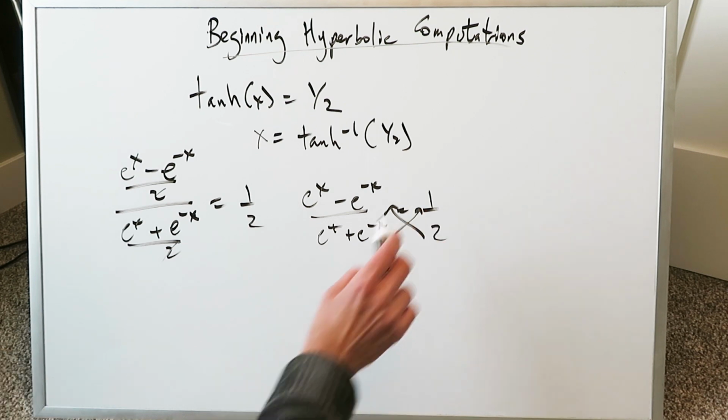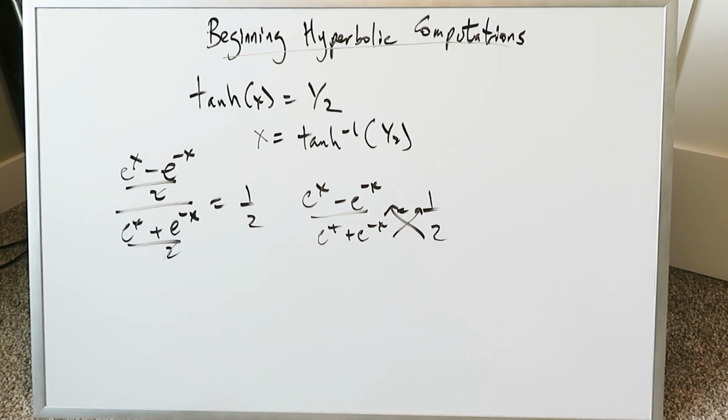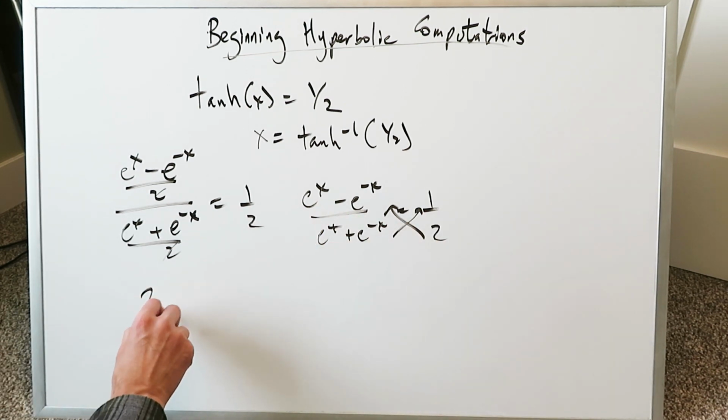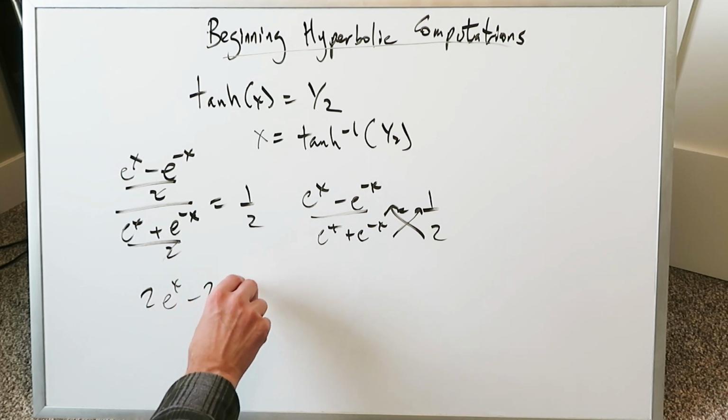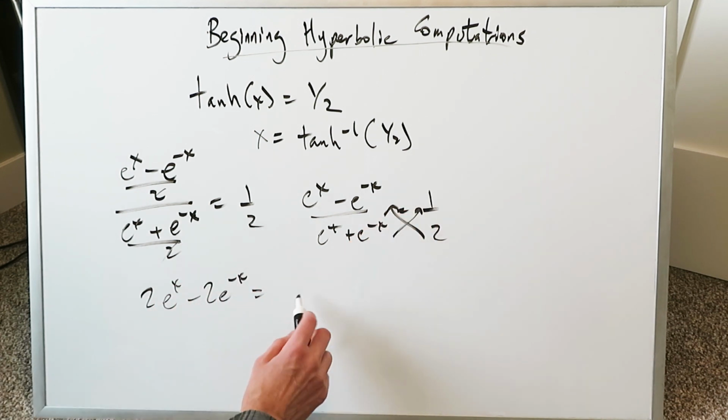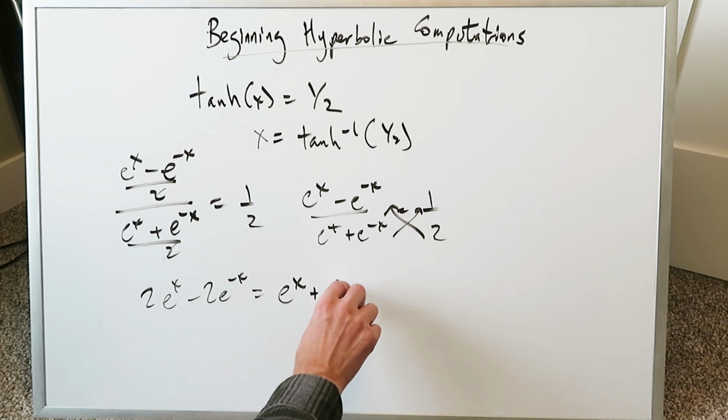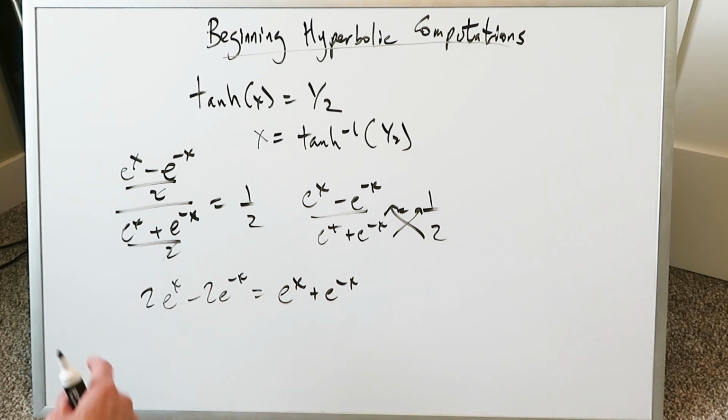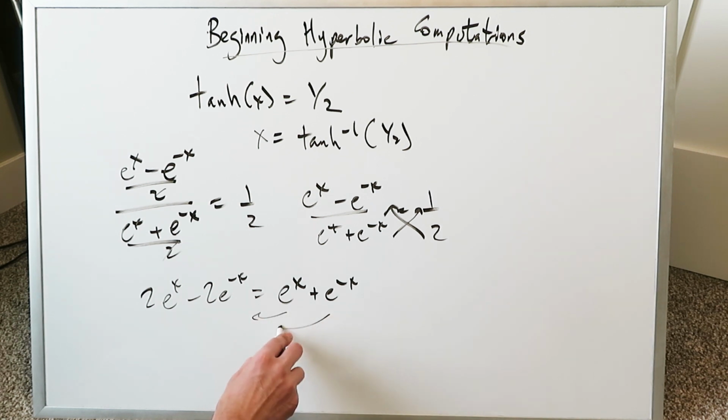Cross multiply everything over here, and that'll get everything going. 2 will multiply over here. You'll have 2 e to the x minus 2 e to the minus x is equal to, this will multiply upwards, e to the x plus e to the minus x. Bring all the like terms on one side, or bring everything onto one side. Shift this here, shift this there, and equal it to 0, and then we can do that.